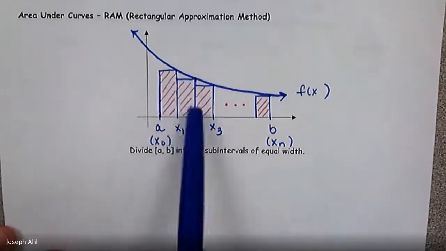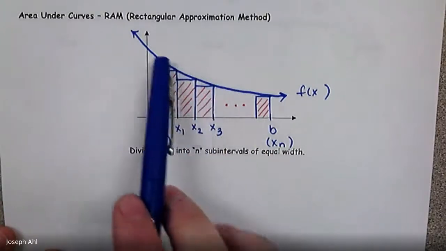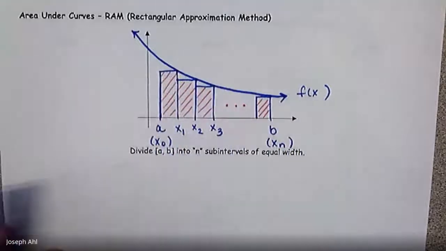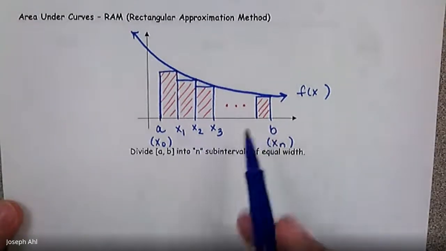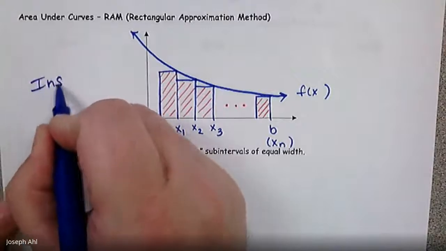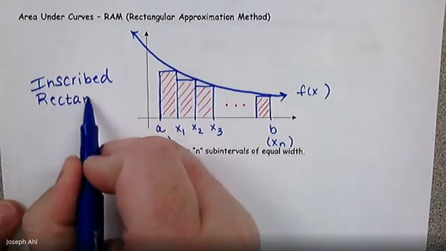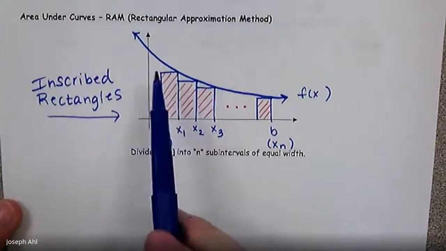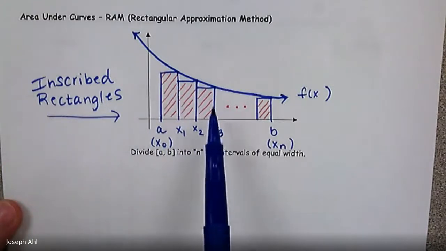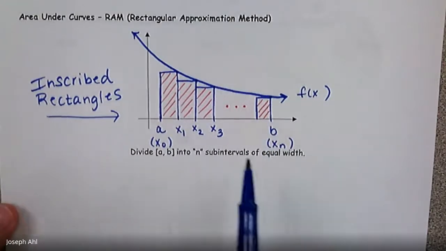Now, how am I going to find those heights? Well, notice how the height, in the way that I've drawn this diagram, is always a y value on the function y equals f of x. And there are different ways that we can draw our rectangles. I'll tell you, this particular case is a case of rectangles that are called inscribed. So inscribed rectangles are ones that are all contained underneath the curve, where one endpoint is on the curve, but the rest of the rectangle is contained underneath.